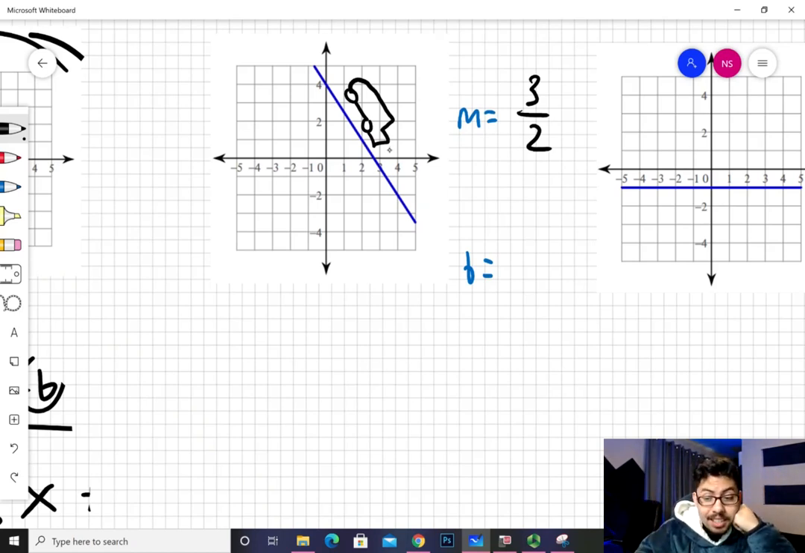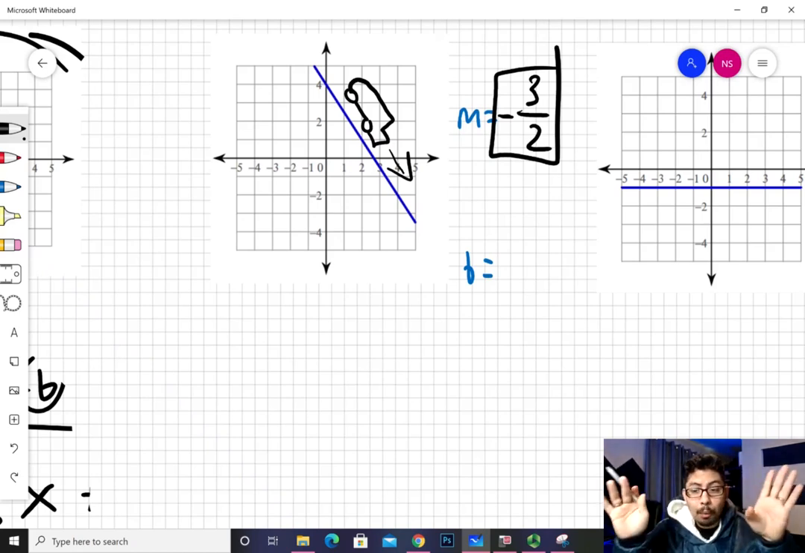And what we see here is that the car is going downhill. So that means this is a negative slope, which means I got to put a little negative here. That is my 100% slope. I found my M.